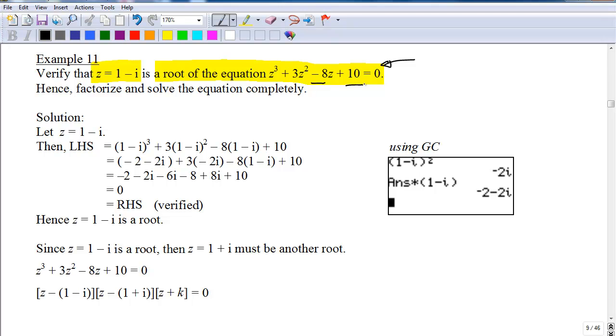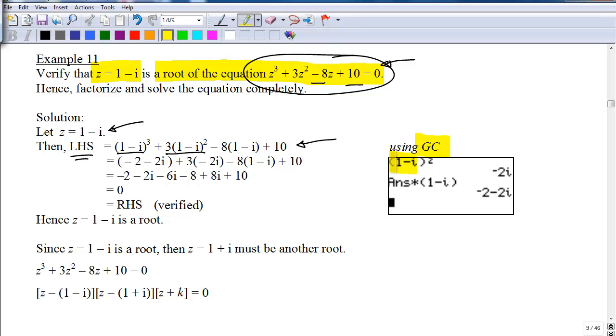All you need to do is to sub into the equation on the left hand side. So I can let z equals 1 minus i, and then I can sub onto the left hand side of this equation to get this line. Now there is no need to work out term by term for each of this expansion if you don't want to, because you can use the GC. You can key in these numbers, for example 1 minus i squared, and then you can get your answer. Once you key in all this in your GC, you can show that they are all 0, which is the right hand side, and so you have verified that z equals 1 minus i is a root.